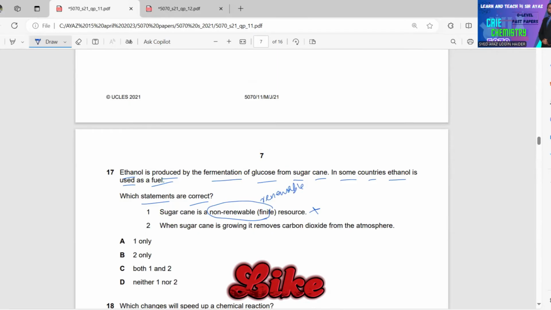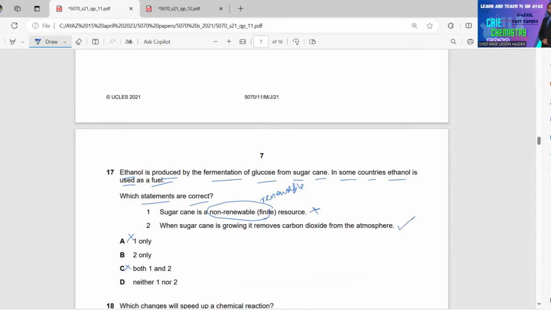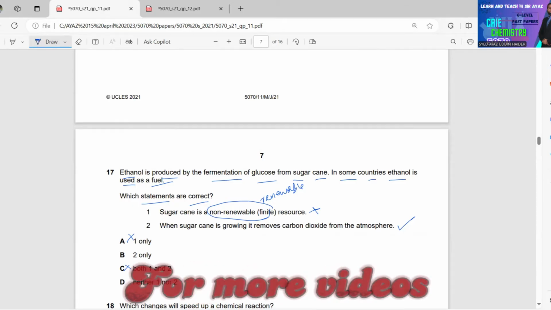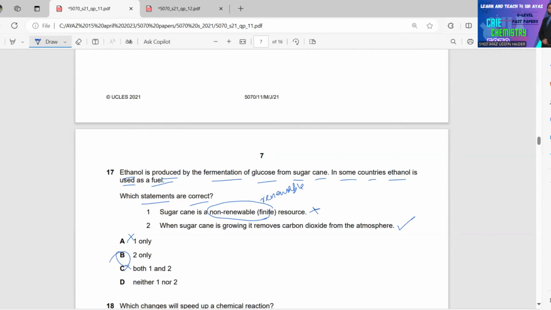So obviously, A and C is incorrect. Either B is correct or D is correct. 2, when sugarcane is growing, it removes carbon dioxide from the atmosphere. This is correct. The reason is that it's a plant. It takes up carbon dioxide from the air. So 2 is the right answer for number 17. So B must be the right answer.